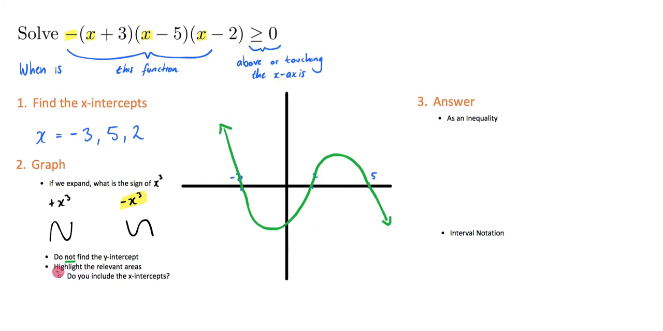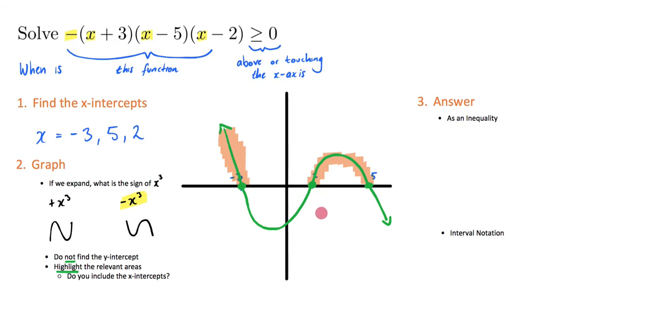Next thing that we're going to do is highlight the relevant areas. So that is above or touching the x-axis. Let me get my highlighter. So I'm above the x-axis right here, so I'm going to highlight this region. And then I'm above the x-axis right here as well, so I'm going to highlight this region too. Now remember, it's above or touching. So just to remind myself, I'm going to put some closed circles because I'm also including where it's touching the x-axis. Now, using this, I can write down my answer.